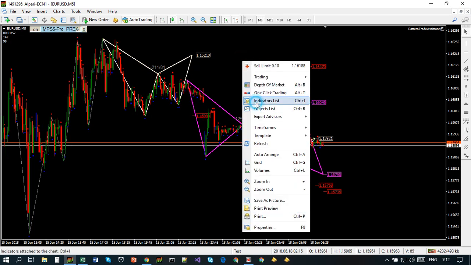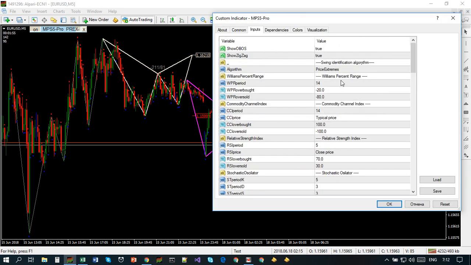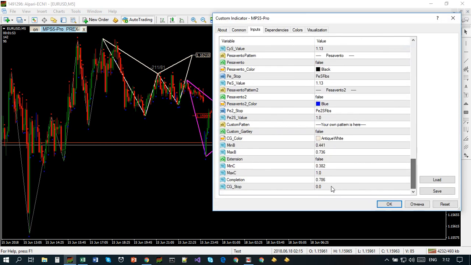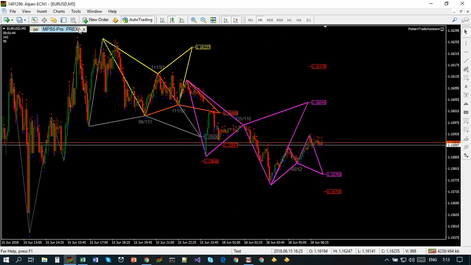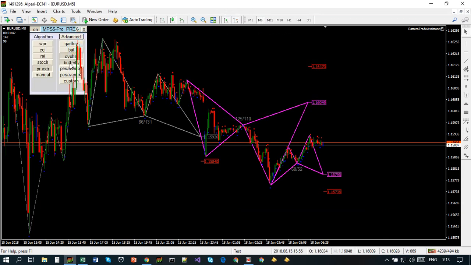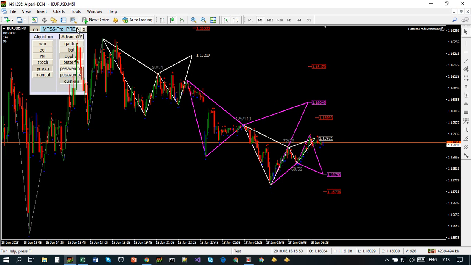I will go to indicators, I will go to this, and I will enable the stop loss that I need. And then I need to enable the patterns that I want to use.